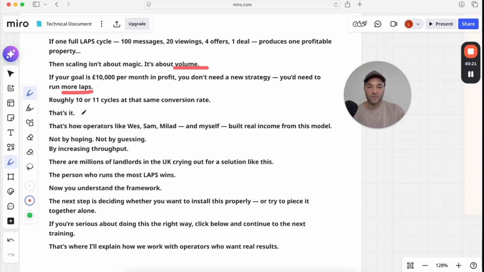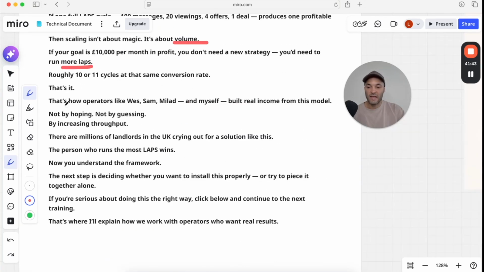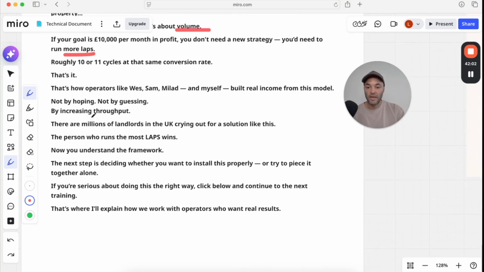Some of my students make £800 a month. Some of my students are making more than £1,000 per month. I also have some units that make over £2,000 a month in profit. So to get to £10,000 a month, you need to run through the lap cycle 10 or 11 times at the same conversion rate. That's it. That's how operators like my clients Wes, Sam and Milad built a 6-figure business. That's how I built a 6-figure business. Not by hoping, not by guessing, but by increasing throughput.